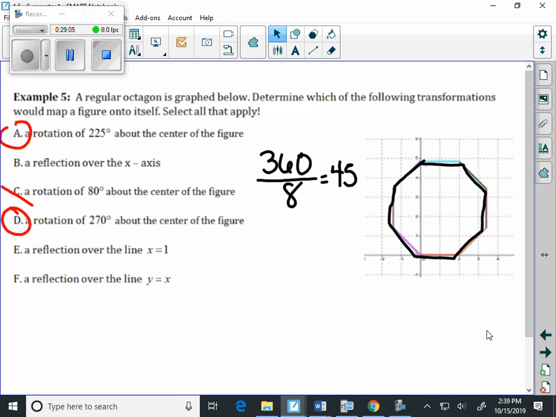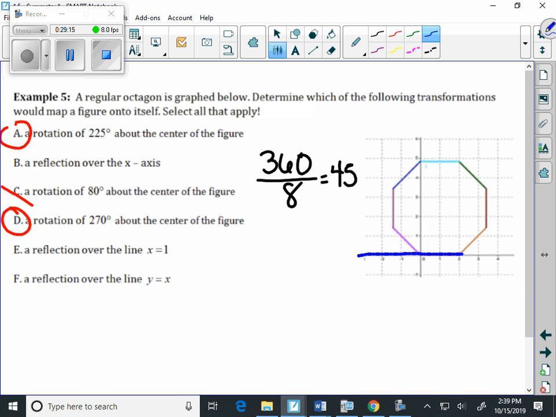And then I'll erase my trace since it's not very good, but when we finish here, the reflection over the x-axis. If we reflect this picture over our x-axis, then our figure is not going to map onto itself. It's going to be down here. We're going to have this, and then we're going to have here, and so forth. We're not going to map over the x-axis.